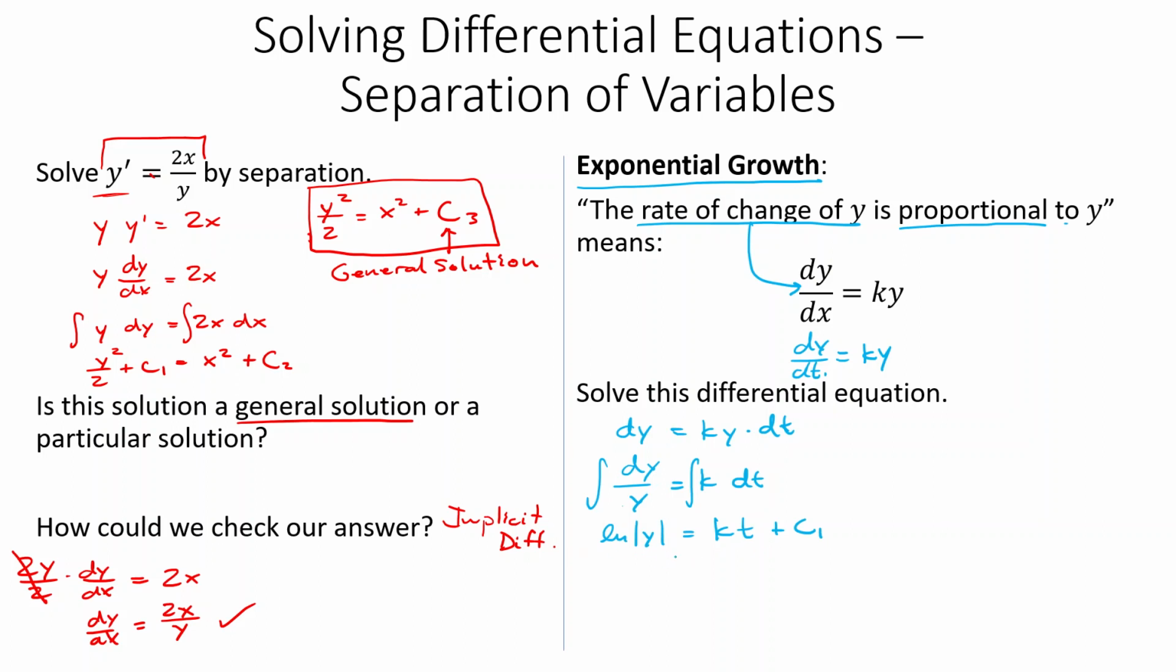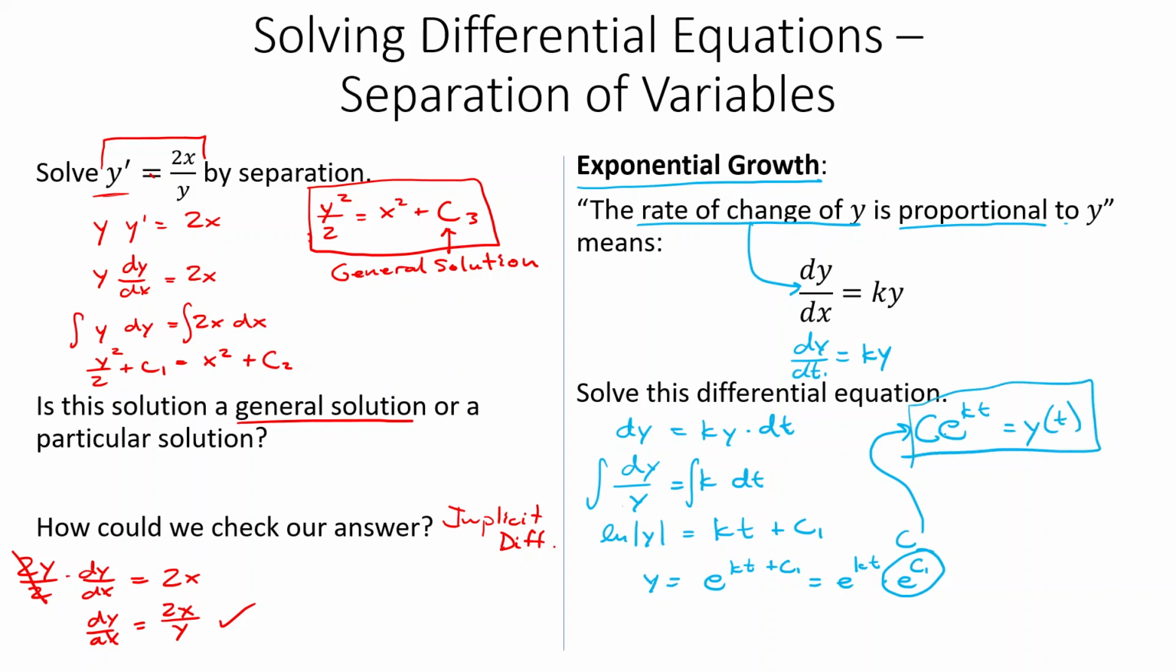To solve for y here, we take e to both sides. So we get e to the kt plus c1. Now we use a little trick here. This is e to the kt times e to the c1, and this is some other constant, which we can just call c. Because e raised to just some number is just a constant, what we end up getting is some constant, we'll call c, times e to the kt is equal to y as a function of t.